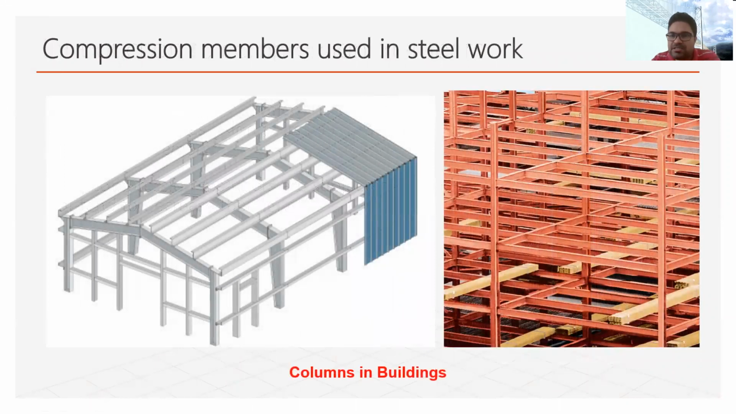Well, in steel construction, there are so many structures where we use compression members. For example, if we look at the building, all the vertical members, which we call columns, are basically the compression members. Similarly, in this frame, all the horizontal members are beams, but all the vertical members are columns, so these columns are compression members.